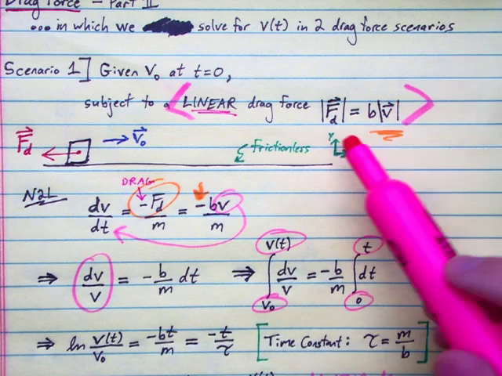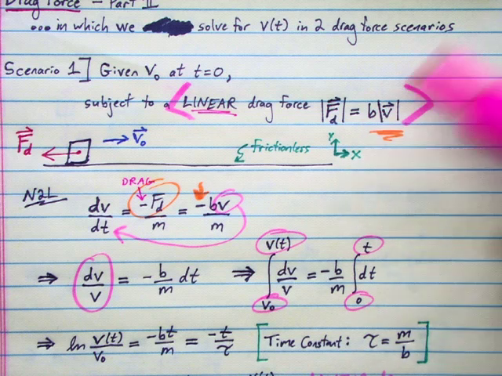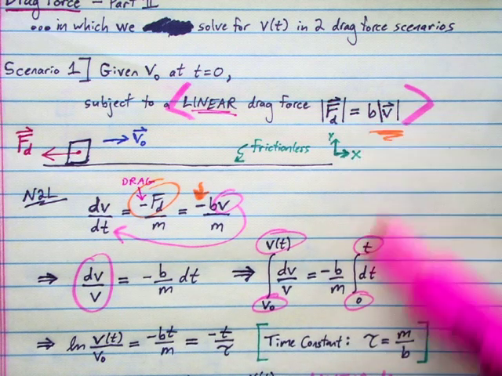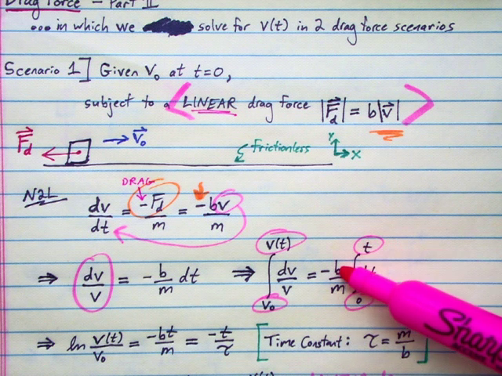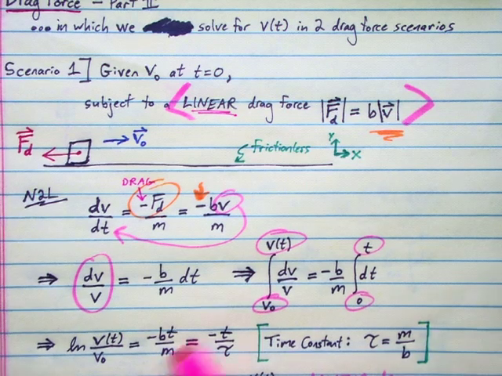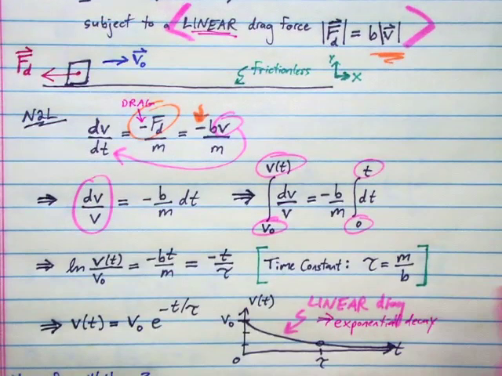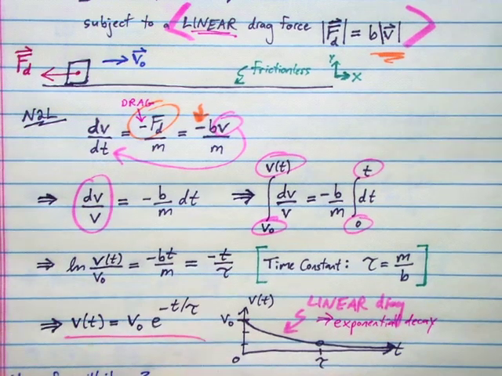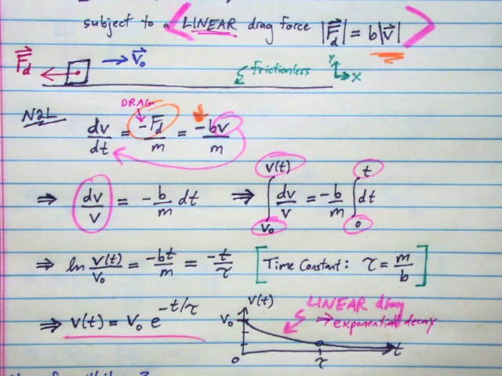We haven't specified anything else about it besides that it's a positive constant. But we can tell here that m over b must be equal to a time, so we have a time constant tau, m over b. And that gets us to our exponential decay for our velocity.